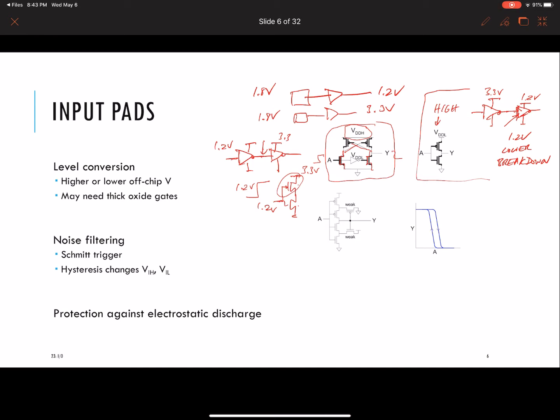And then, the other thing you'll see a lot on input pads is Schmitt triggers. I don't know if you've seen those or not, but basically the idea is to have hysteresis in your transfer curve. So let's say if you're going from high to low, you'll have a different threshold or switching point than low to high. This gives you some protection against noise, because once you've switched to a particular high or low level, you'll have inertia to stay there.